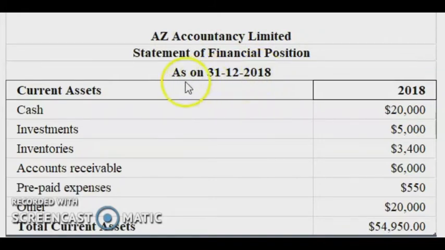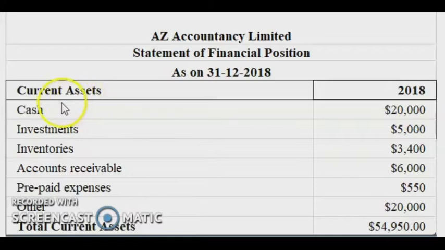Here I did not write for the year ended 31st December 2018 because the meaning of for the year ended and the meaning of as on is different. As on is written only for those financial statements which are prepared only for a particular point in time. So this does not cover the entire year's activities. It only represents this 31st December 2018. That's why the statement of financial position is prepared only for a particular point in time.